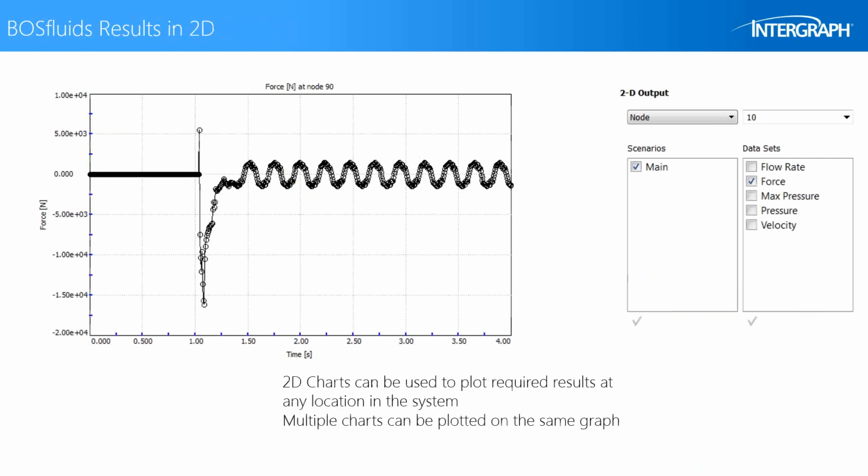And in addition to the 3D output, there is also a 2D output available up to 2D charts, which can be used to plot required results at any location in the system. In the example here, we can see the forces in the system over time. So this is a force versus time profile. And you can plot multiple charts on the same graph to plot whatever you need to view. There's varying scenarios, varying data sets of results, varying locations in your system. All can be plotted on the same graph, so you can see and compare multiple situations very, very quickly and easily.